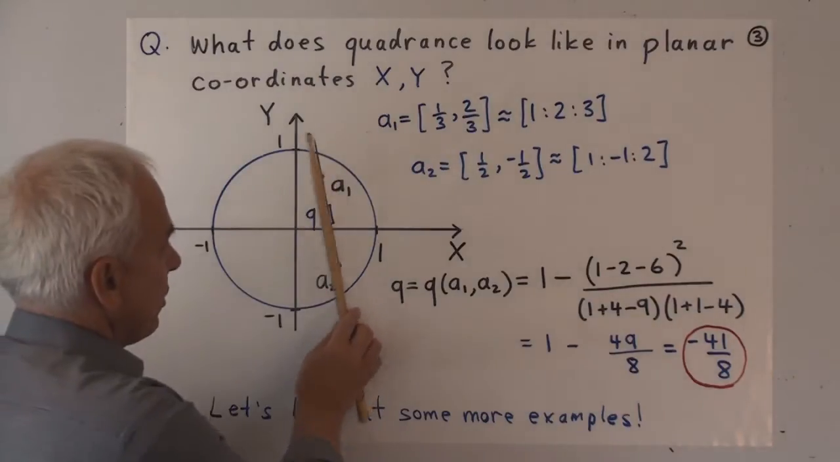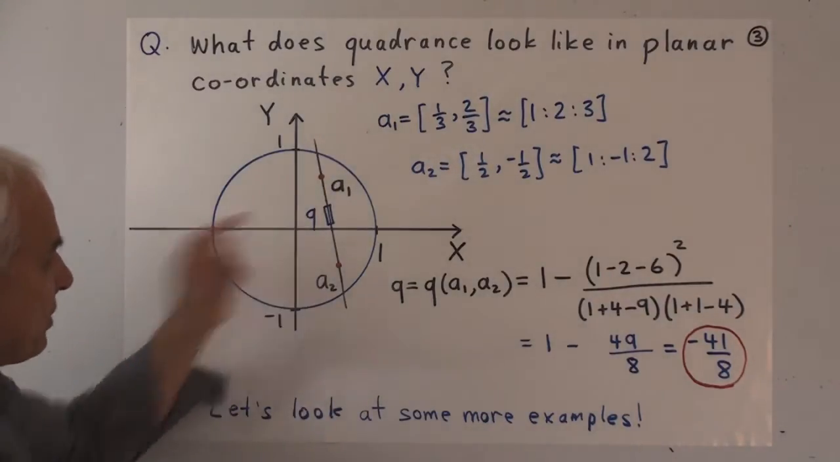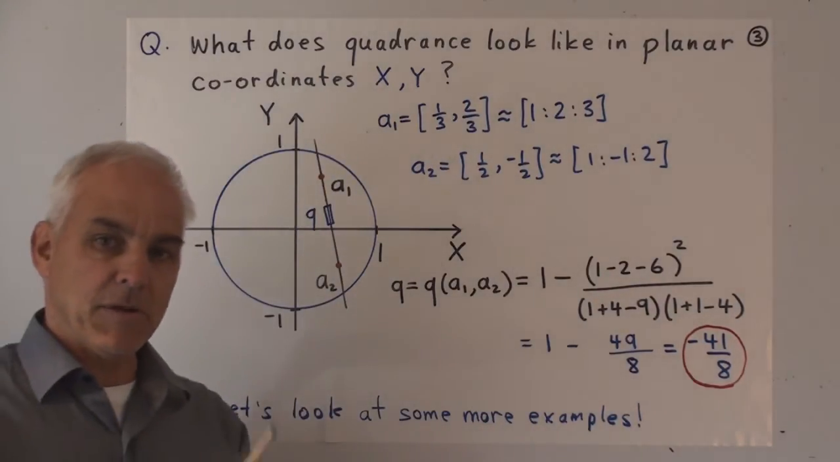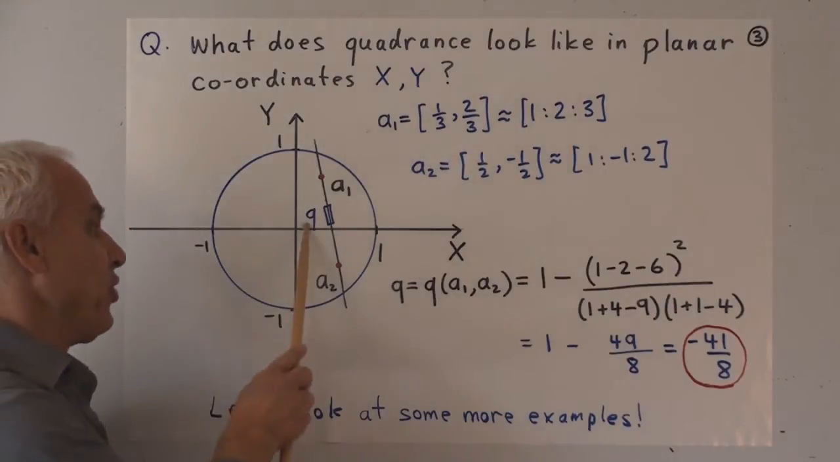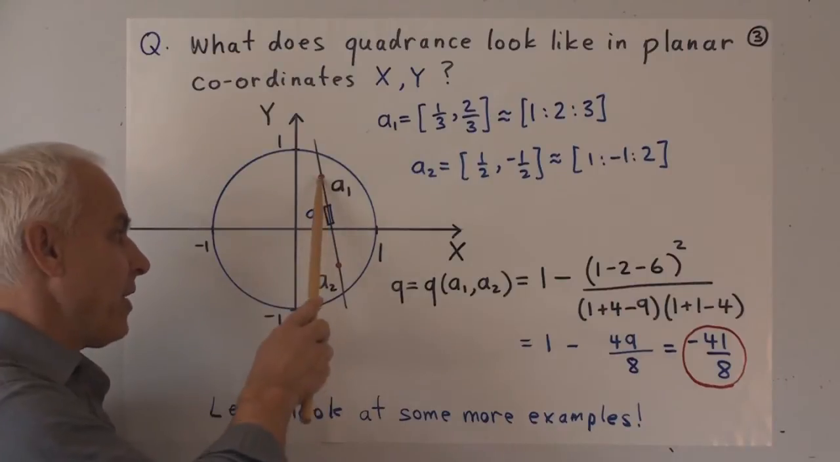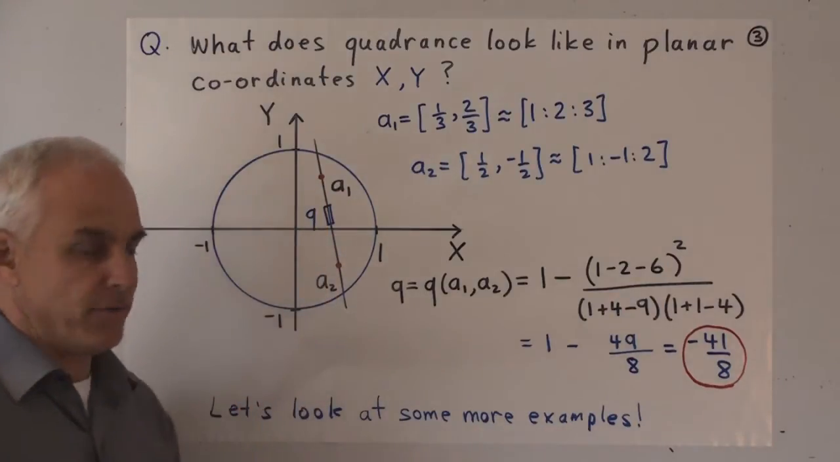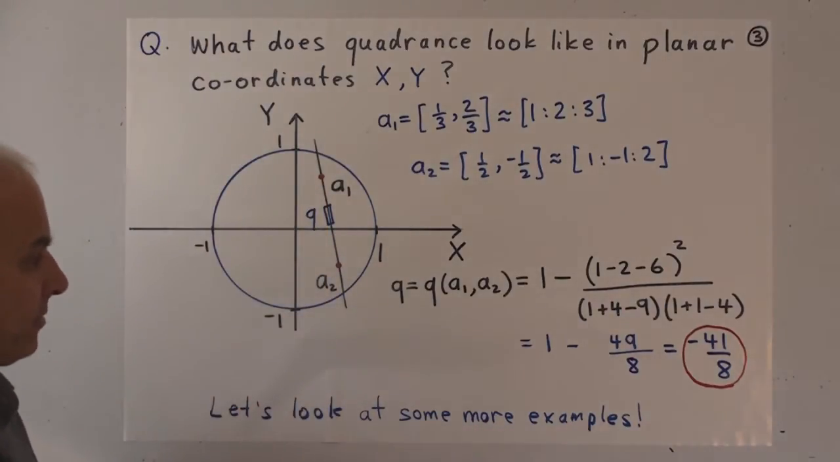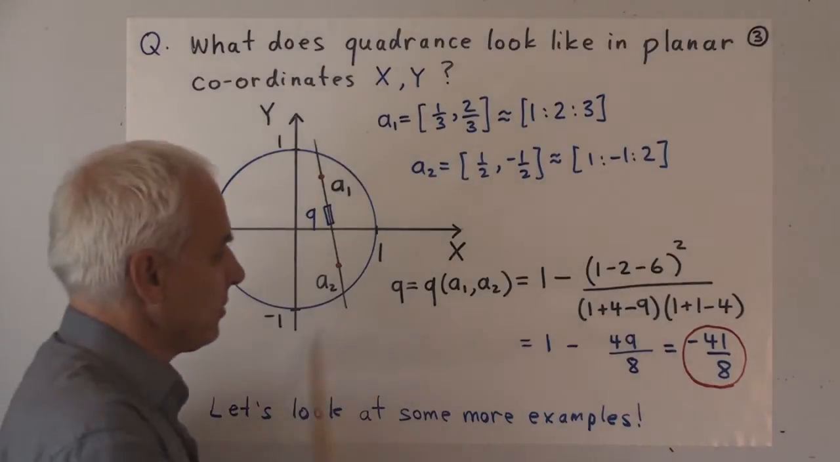Okay, there's the line joining them. The quadrants between them will be denoted by a little number q, and will usually be associated with a little rectangle on the line segment joining A1 and A2. And what is it? Well, here's the formula.